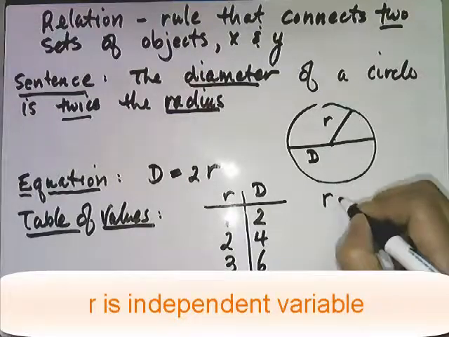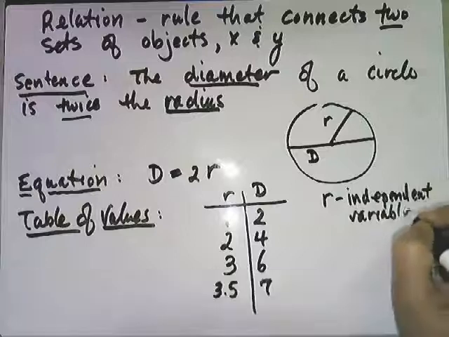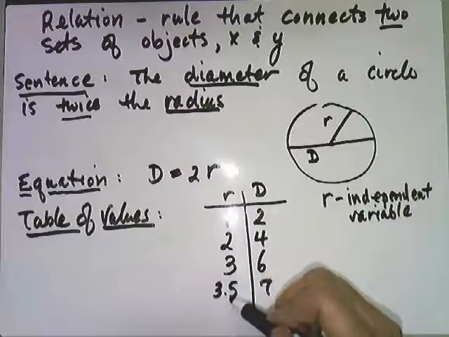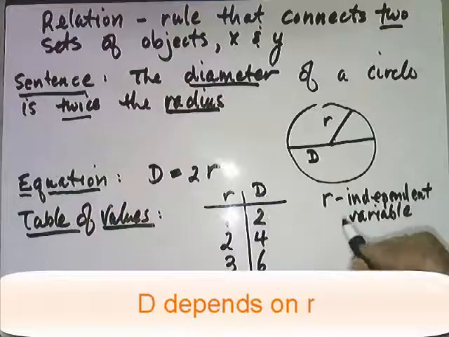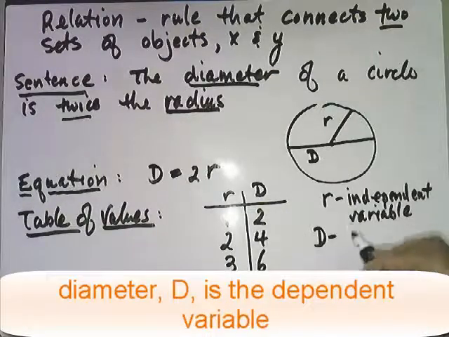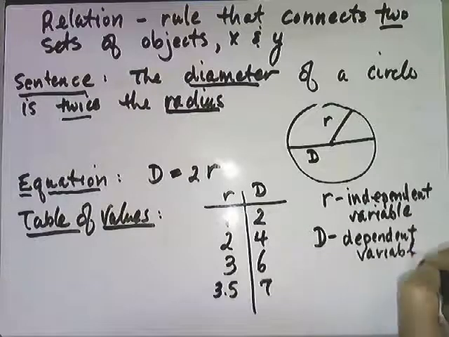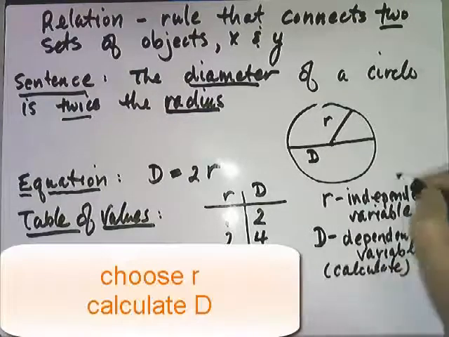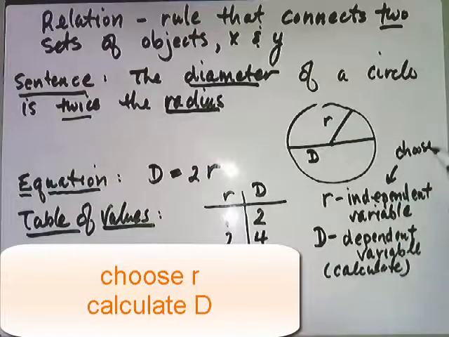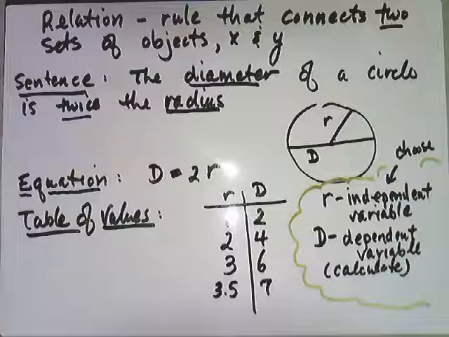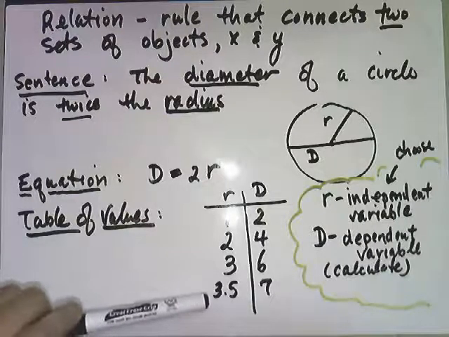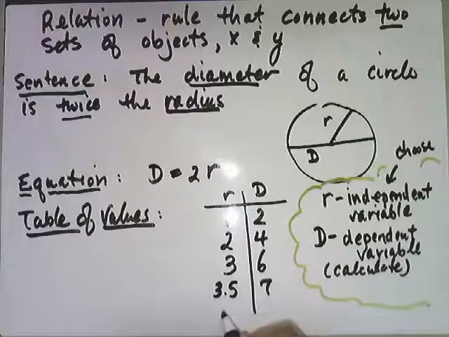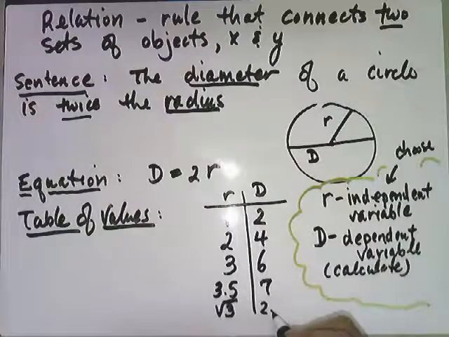We say that R is the independent variable. We get to choose it. Here, we pick these values, but once we choose it, D, or the diameter, depends on the value R that we choose. In this case, the diameter is the dependent variable. This we calculate, and this we choose. So it's our start value. Remember, I did say that we are only allowing positive values for the radius. Also, I said we are allowing fractions, or decimal numbers. We could even have the radius of a circle be the square root of 3, then the diameter would be 2 times the square root of 3.